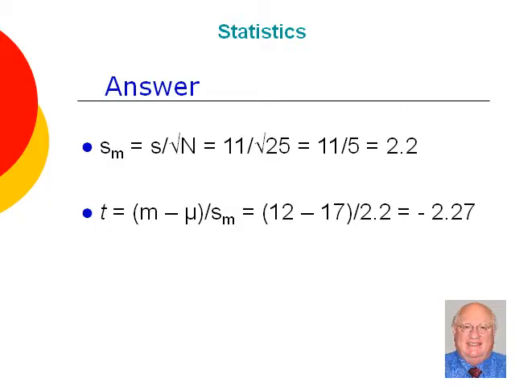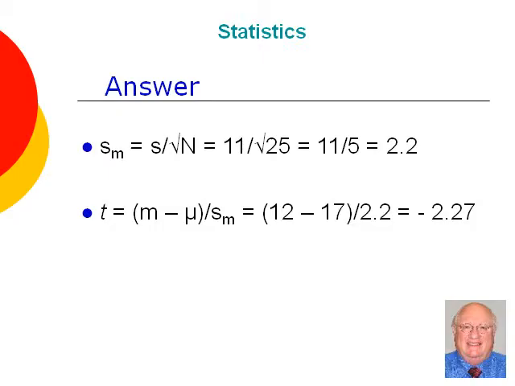To compute the t, we would subtract 17 from 12, which is -5. We will think of this number as the effect of the treatment associated with participating in the group. If we then divide the treatment effect by the estimate of sampling error, we wind up with the t-statistic equal to -2.27.